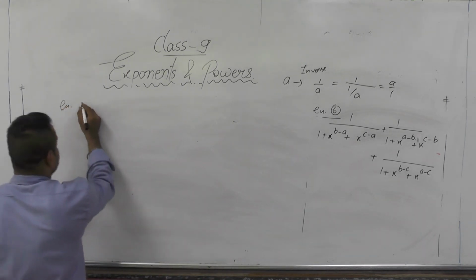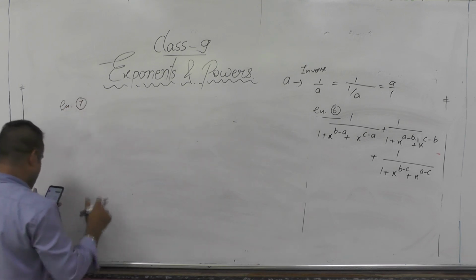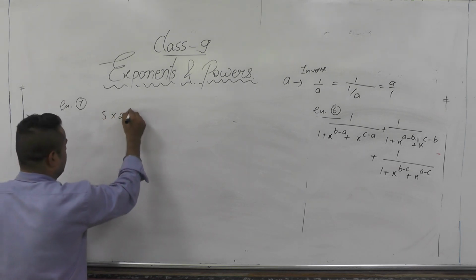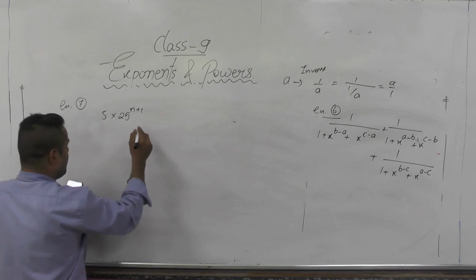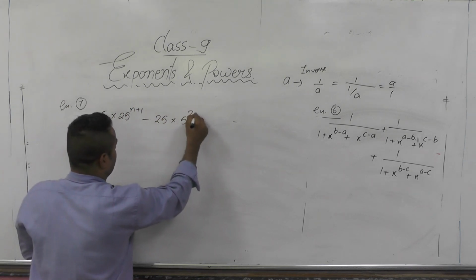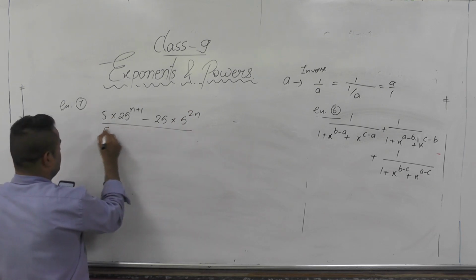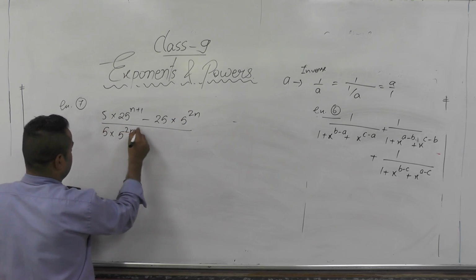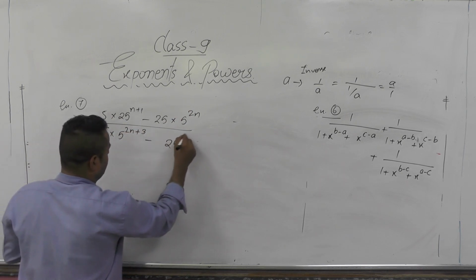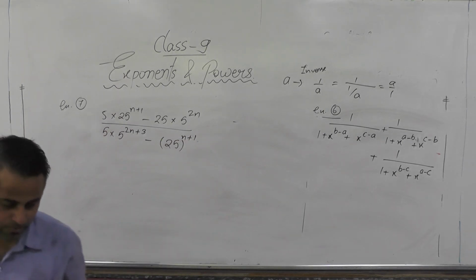Example 7. Okay, see. 5 into 25 to the power n plus 1 minus 25 into 5 to the power 2n upon 5 into 5 to the power 2n plus 3 minus 25 to the power n plus 1. Okay, this is our question.